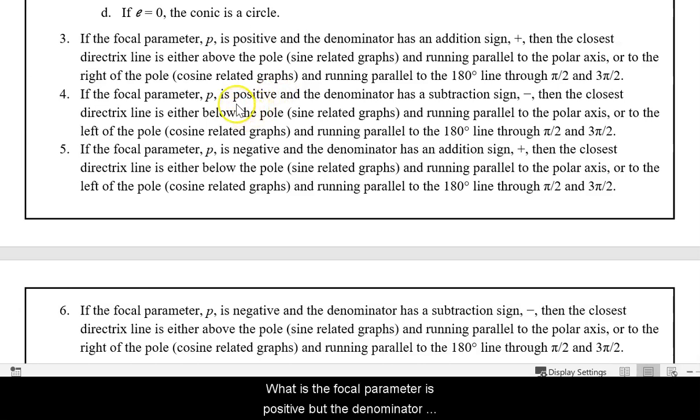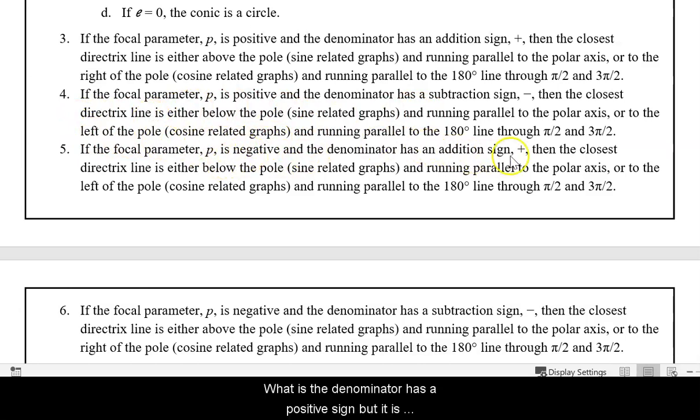What if the focal parameter is positive, but the denominator has a subtraction sign? Then I've got one positive and one negative, so as you might expect, the location of the directrix line will be in the negative directions, to the left or below the pole. It will be below the pole if it is a sine-related graph, meaning vertically oriented, and it will be to the left of the pole if it is a cosine-related graph.